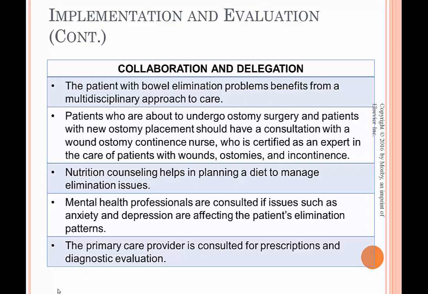Nutritional counseling always helps to manage the diet and plan foods that create less gas, because if you have an ostomy and a lot of dietary gas, your bag is going to fill with that gas. It also helps manage elimination issues. There might be a need for mental health professionals, because we may have anxiety or depression or alterations in body image.